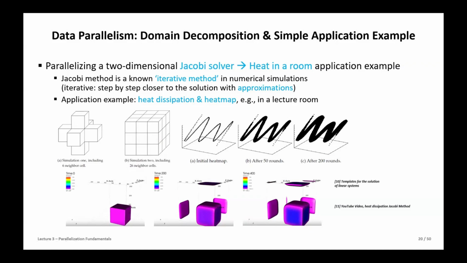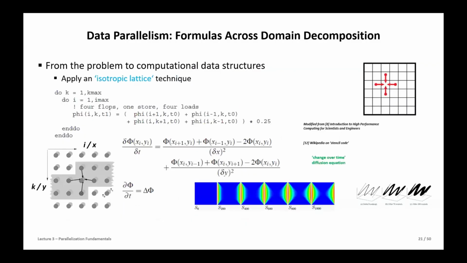This is a so-called Jacobi solver. It can solve the heat in a room application example. It is an iterative method in numerical simulations that step by step gets you closer to the solution. It is not the exact solution, it is an approximation. And it is usually a formula that is well defined in physics, which you see here, the so-called diffusion equation. It is this change over time. And you see nicely here how the temperature rises depending on other properties that you have, maybe the cold in the room, or basically the temperature in the room before you open the window, whatever it is.